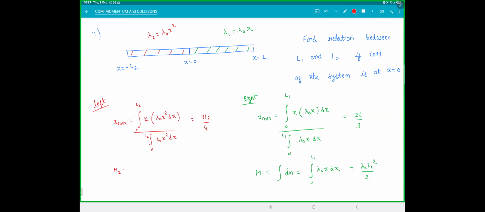This mass, let's call M2, which is integral dm. What is dm? Density lambda naught x square into dx, 0 to L2. This is lambda naught L2 cube by 3. So if you look at this data here, I know the mass of each rod and I know the center of mass of each rod. Making sense?